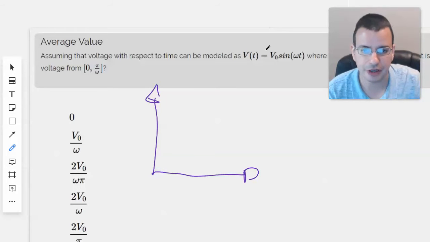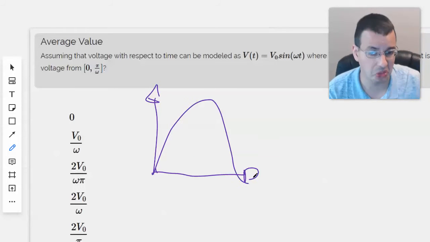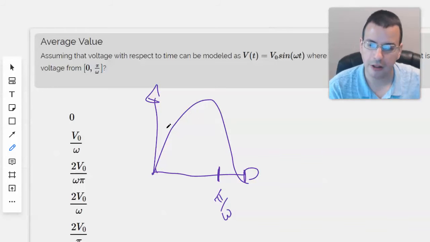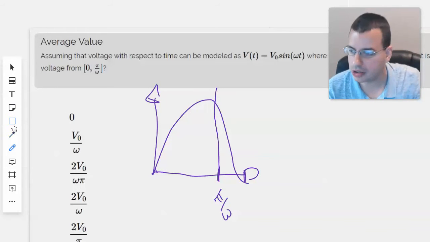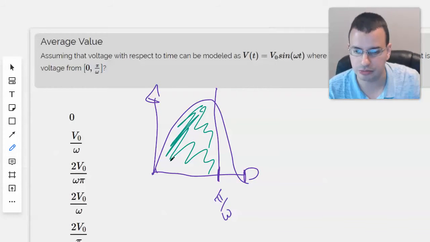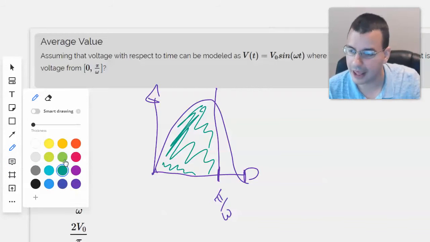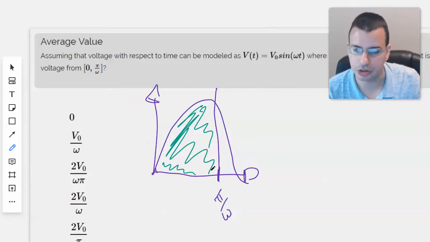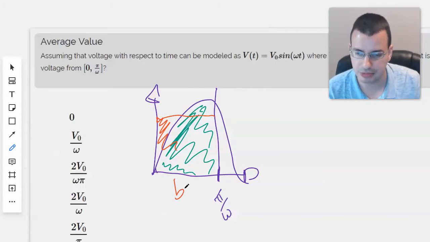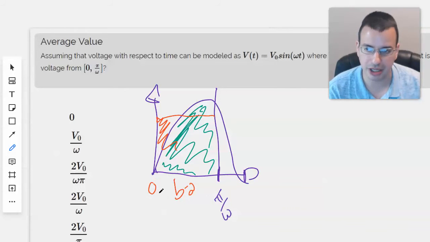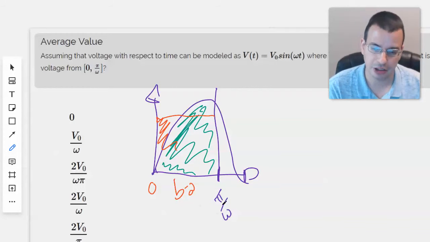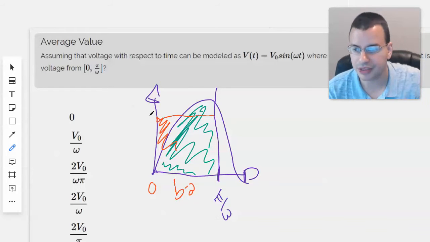So we have some sort of function, sine, so I'm going to draw it like this. And I'm going to say that pi over omega is right here. The idea of what we're doing is we want to take this area here and make it into a rectangle where b minus a is this distance here. Since we're starting at 0 and going to pi over omega, it'd just be pi over omega minus 0, which would be pi over omega. And what we're looking for is this height right here.